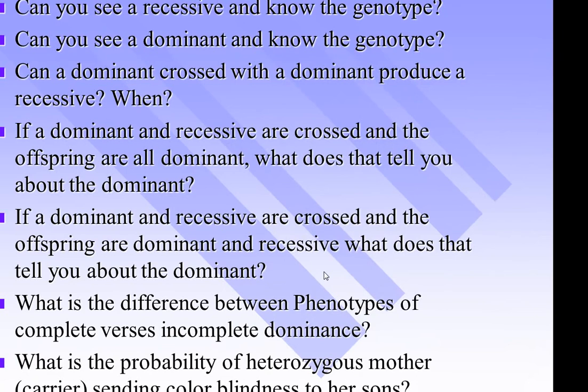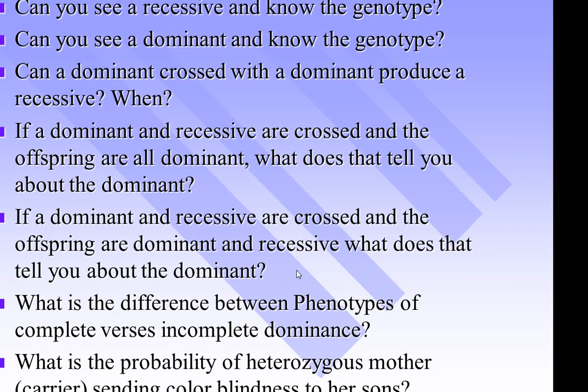For example, when can you look at a dominant and tell its genotype? We're going to say no. But you can predict it by knowing about its parents or looking at its children. Like this question here, if a dominant and a recessive produce all dominants, that tells you something about it. If a dominant and recessive produce dominants and recessives, that tells you something else about it.